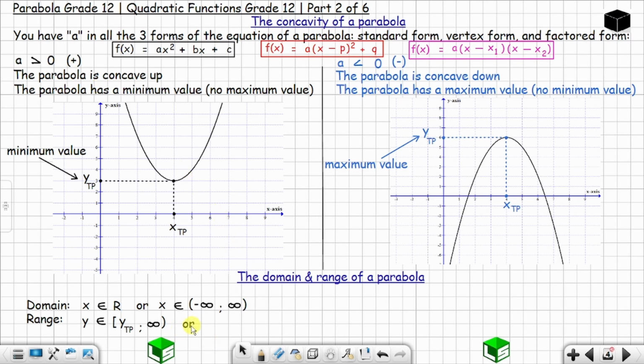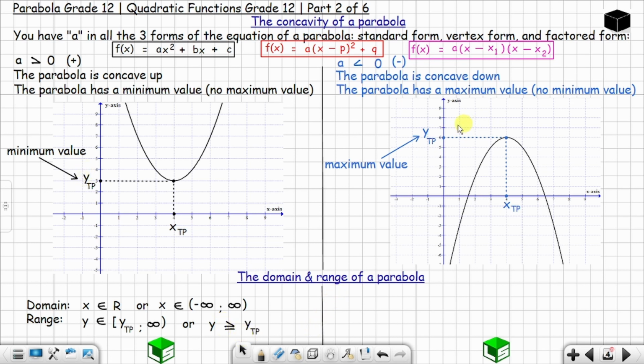Or you can give the range as y greater than or equal to this value. So you have this value and all the values greater than this value. From there, you go up. So you have y greater than or equal to.